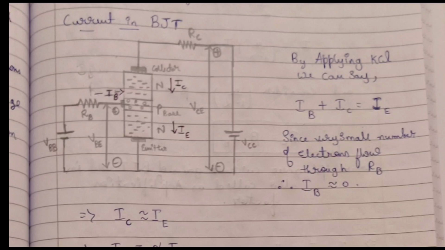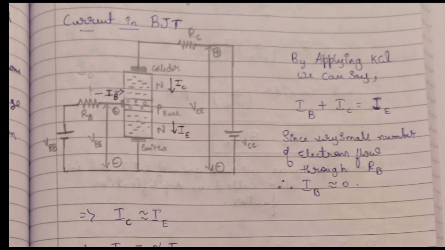of the VCC, right? We will be applying KCL such that we can say that IE, the current in the emitter junction, is the sum of IB and IC. And we know that, as I mentioned earlier, there is a very small number of electrons flowing towards the positive source of the VBB, right? So if the electron flow is very small, the chances of current flow are also very less. So we'll be approximating IB to be 0.